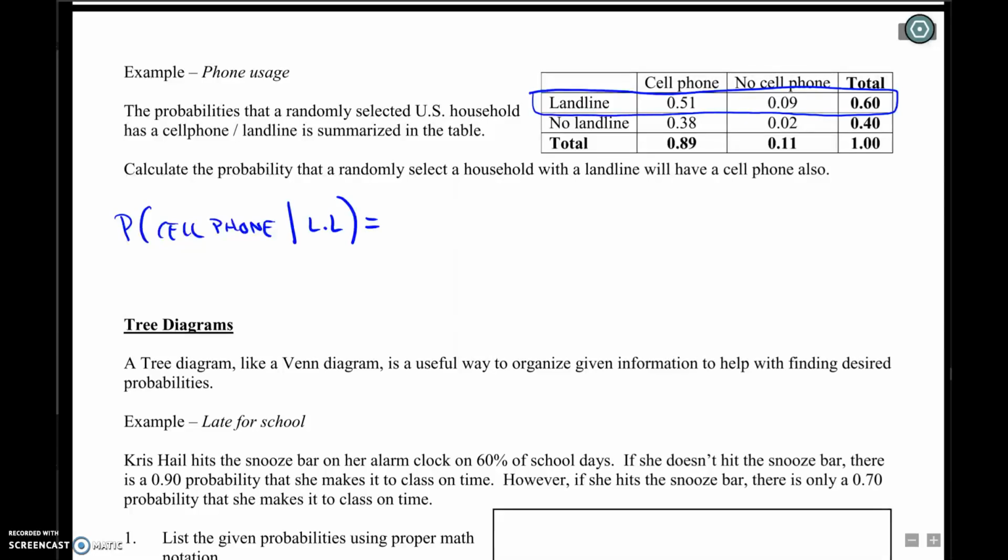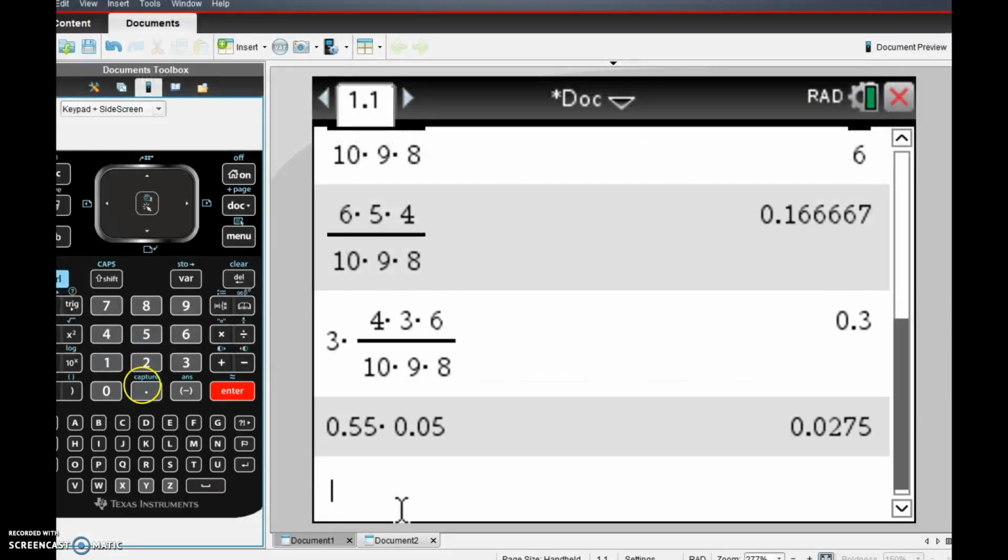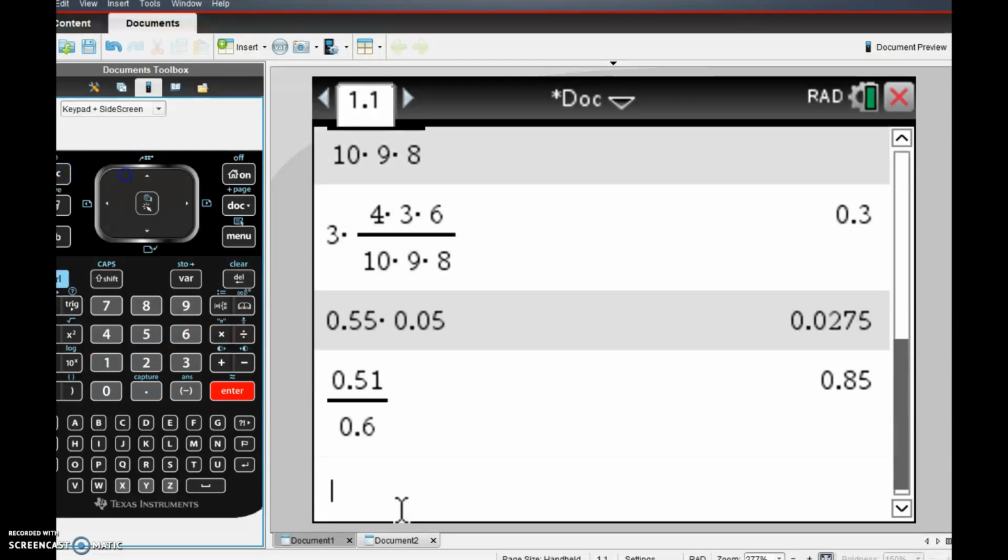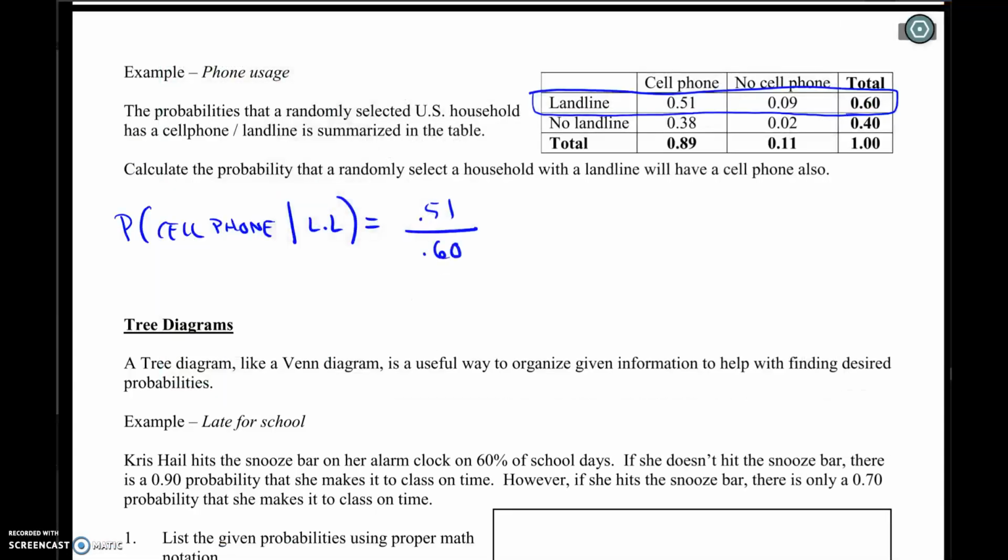What's the probability that you have a cell phone? 0.51 out of all the people that have landlines, which is 0.60. That's it. 0.51 divided by 0.60 is 0.85. Of the people that have landlines, 85% of them also have a cell phone.